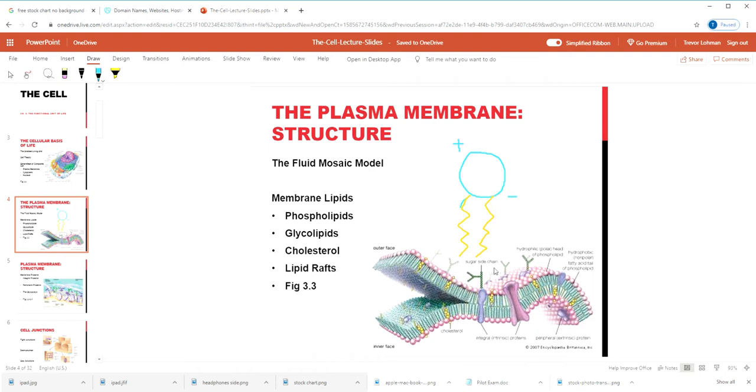So why is this important? Well, if you were trying to come up with a way to arrange a bunch of phospholipids, this is going to be tough to draw. So say I'm going to write H2O. Yes, that's an H there and H2O here.